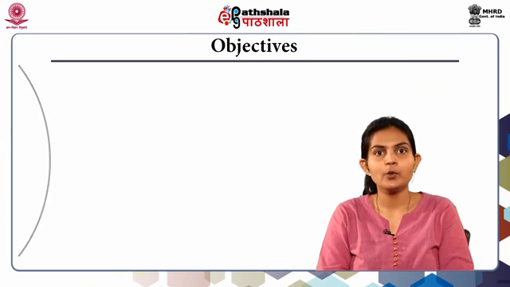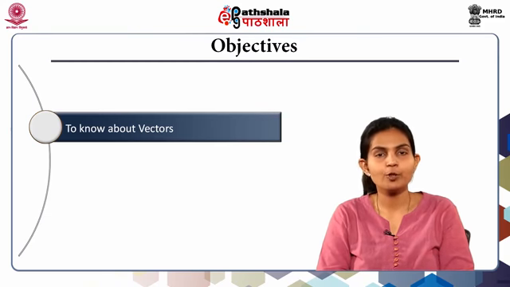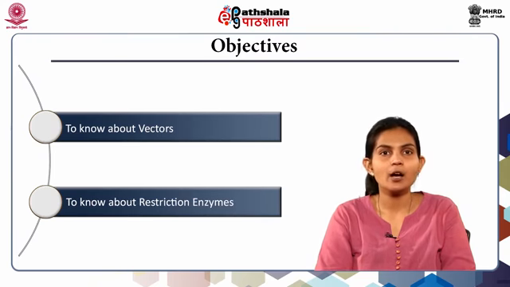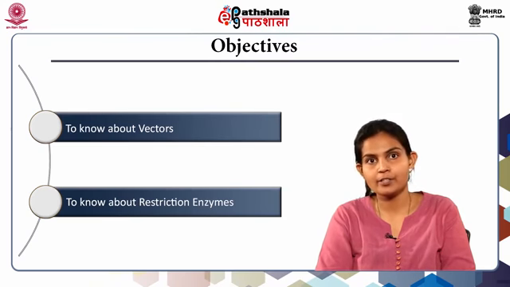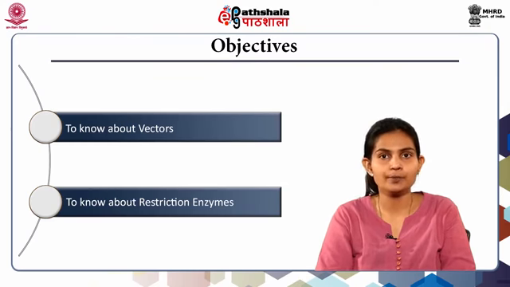In the first section, we will learn what are vectors, their various properties, and what are the various different types of vectors such as plasmids, cosmids, bacteriophages, artificial chromosomes, shuttle vectors, and expression vectors. We will do a comparative understanding of these various types of vectors. Then we will move to understand what are restriction enzymes, how restriction enzymes work, and what are the various types of restriction enzymes. We will also see various areas where restriction enzymes can be used.